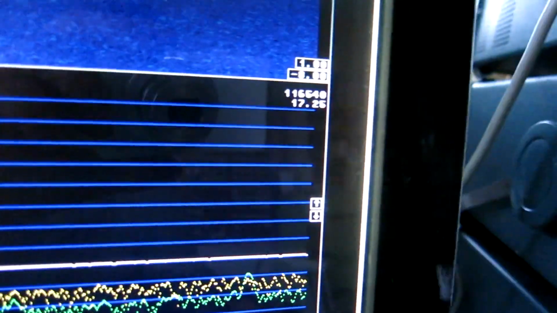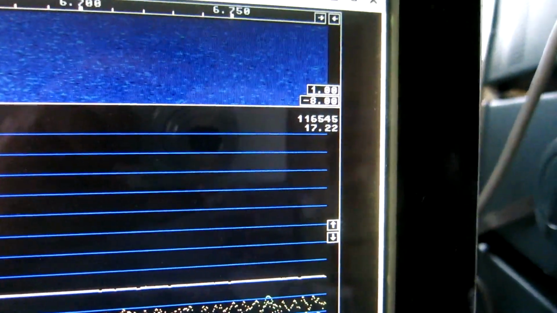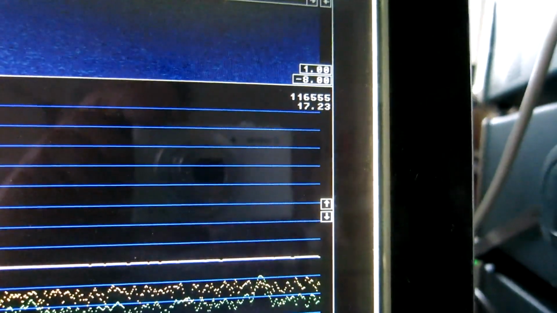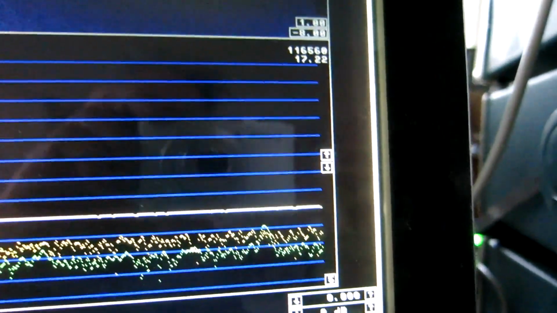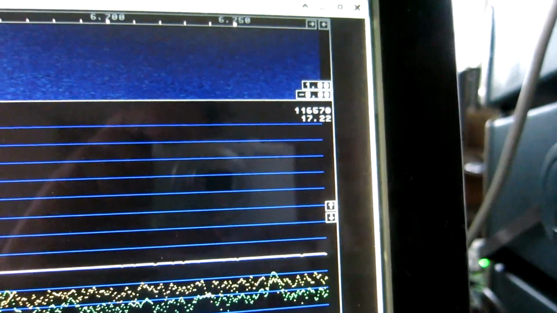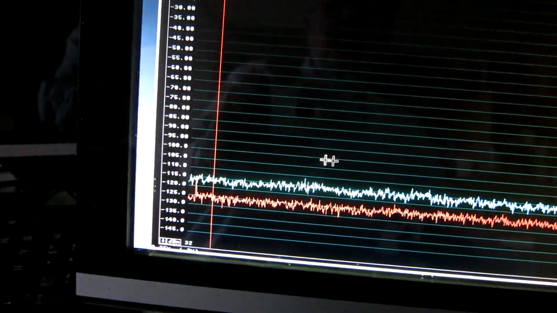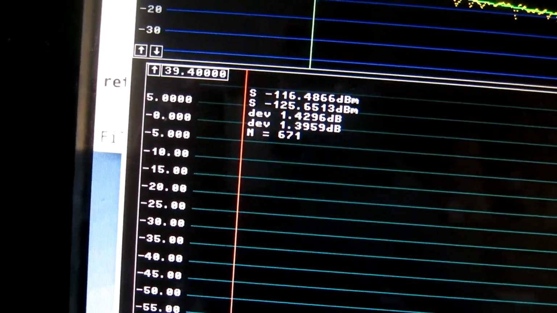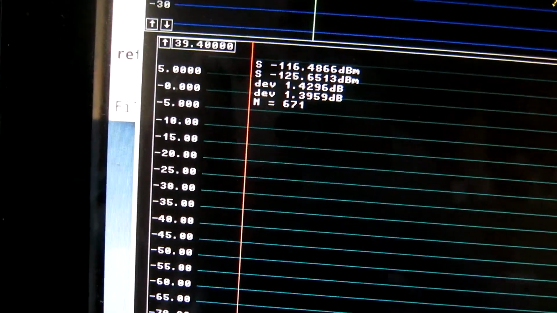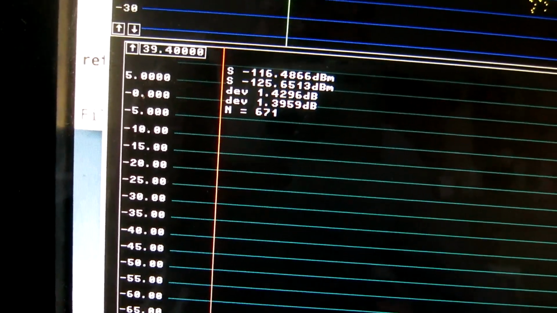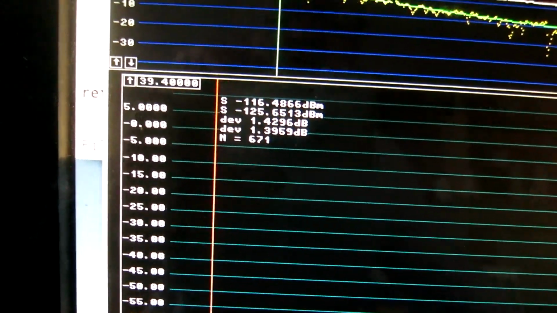It's been a lot of time. So now I have 116,500, and the correlation advantage is 17.2. And the channel levels minus 116.4 and minus 125.7.